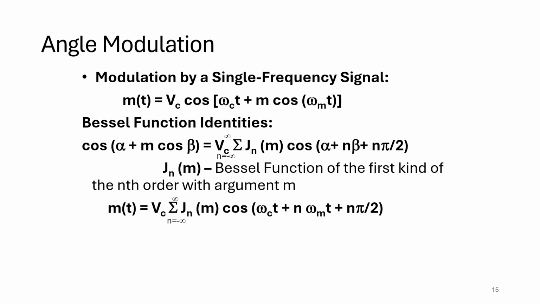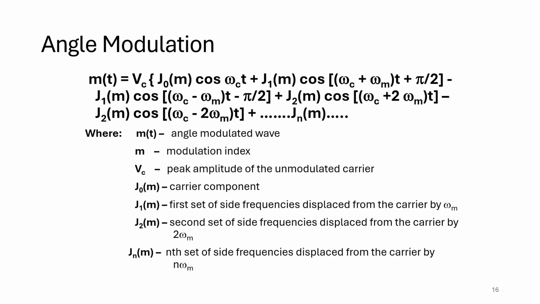So we have a term here, the Bessel function, which identifies the available side frequencies that can be applied directly. By modulating a single frequency signal, we have the Bessel function identity, wherein Jn is the Bessel function of the first kind of the nth order with an argument m. The equation shows that a single frequency modulating signal produces an infinite number of side frequencies.